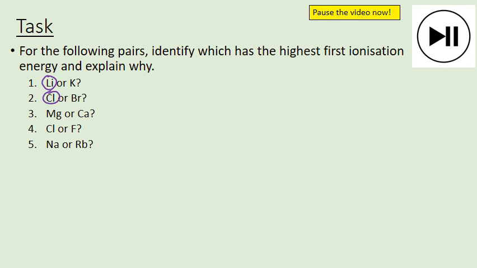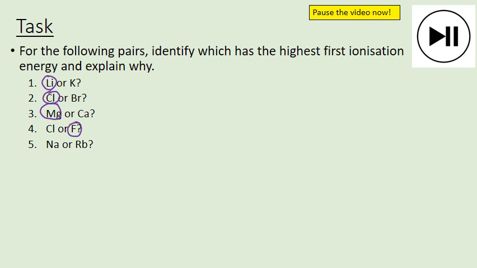Next one, magnesium or calcium. Magnesium is above calcium in the periodic table. That would require more energy to remove the outer electrons because it has a smaller radius, it has less shielding, therefore the outer electrons are more strongly attracted to the nucleus, more energy is needed to remove it. Question 4.